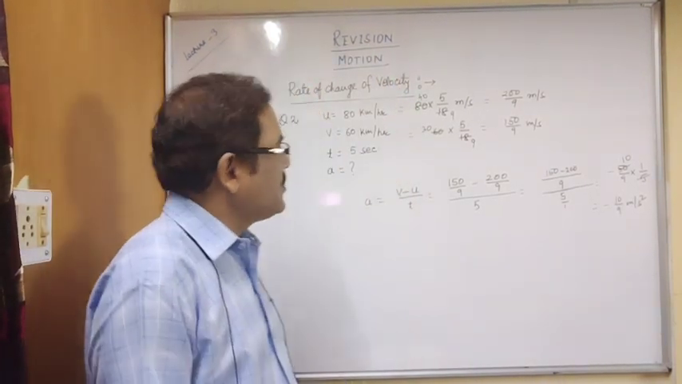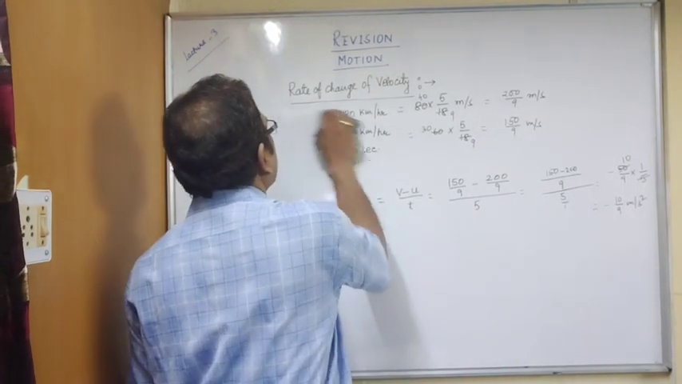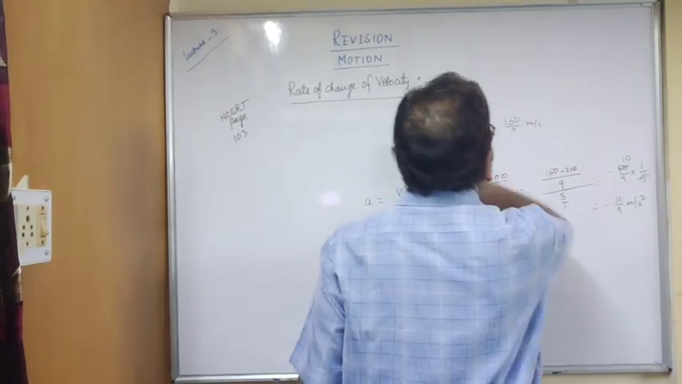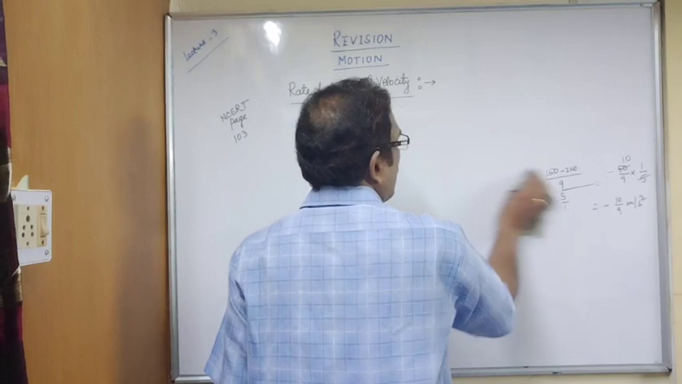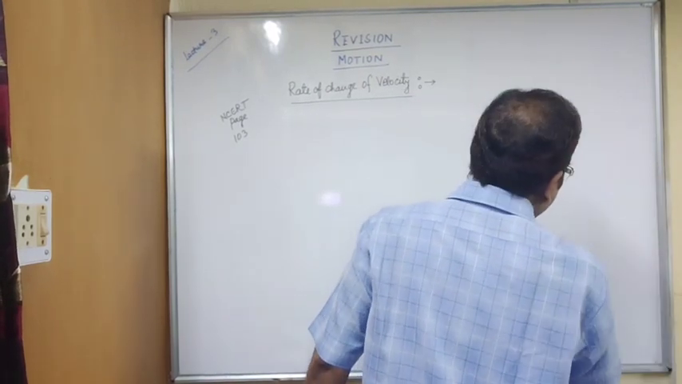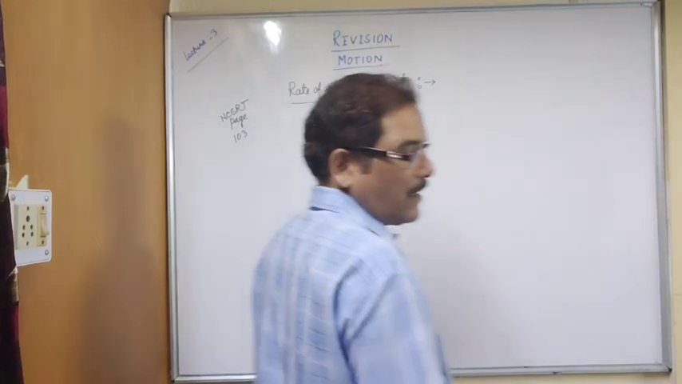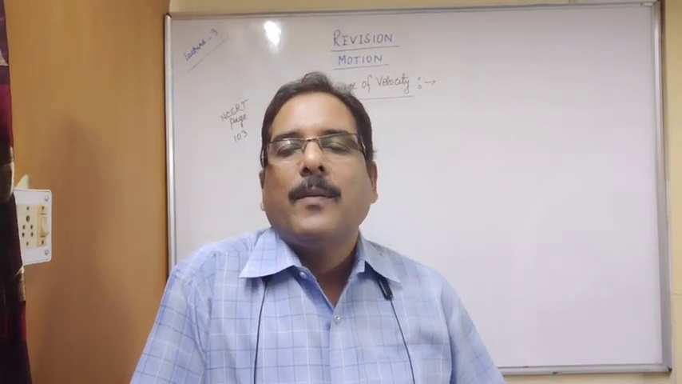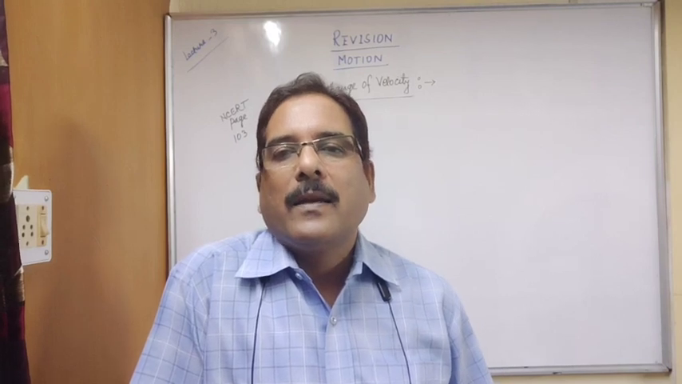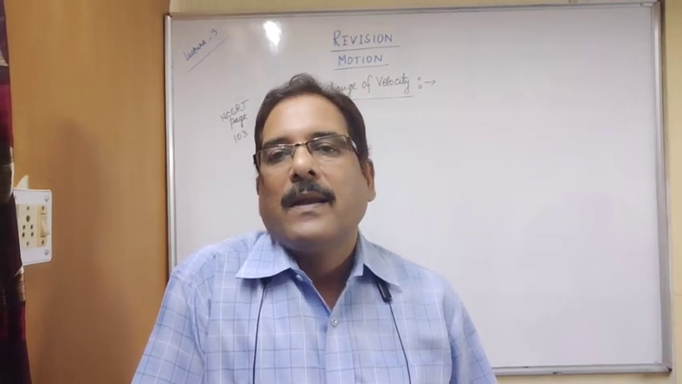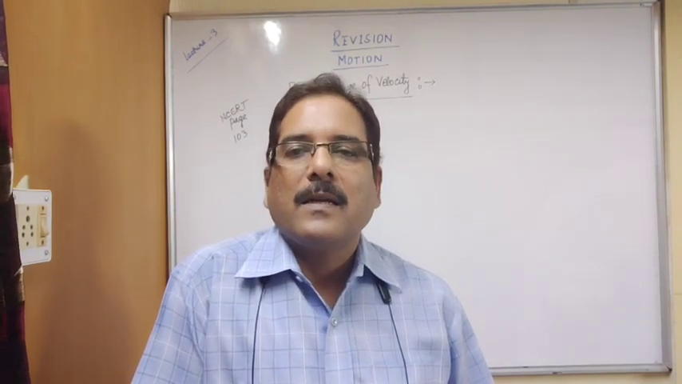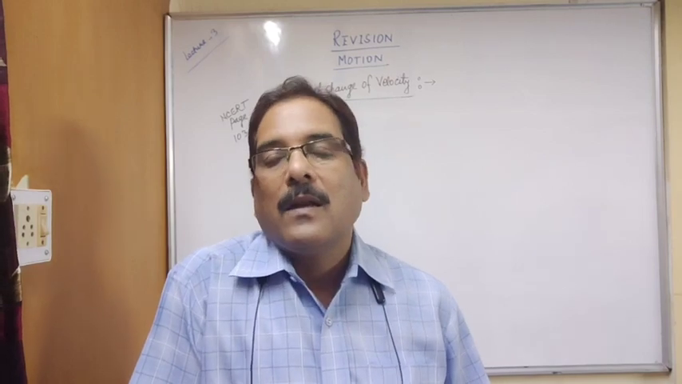Now the third question. So here acceleration is negative, children. Acceleration may be positive, it may be negative. Positive when you increase the speed of your bike with respect to time, then it will be positive. When you apply brake, it means you are decreasing the speed with respect to time, then acceleration is negative. So negative acceleration is also known as deceleration or retardation.